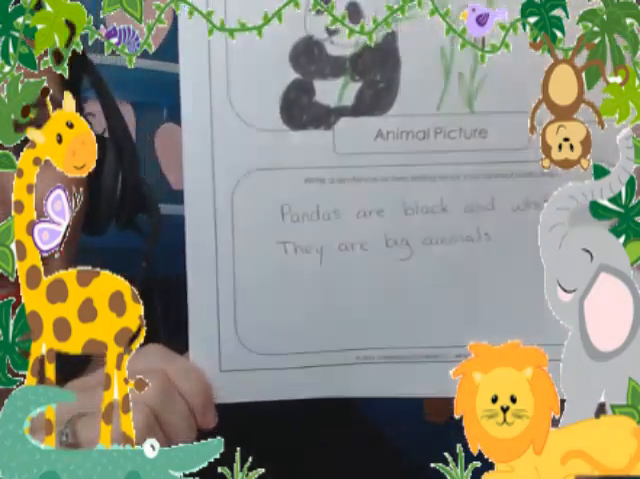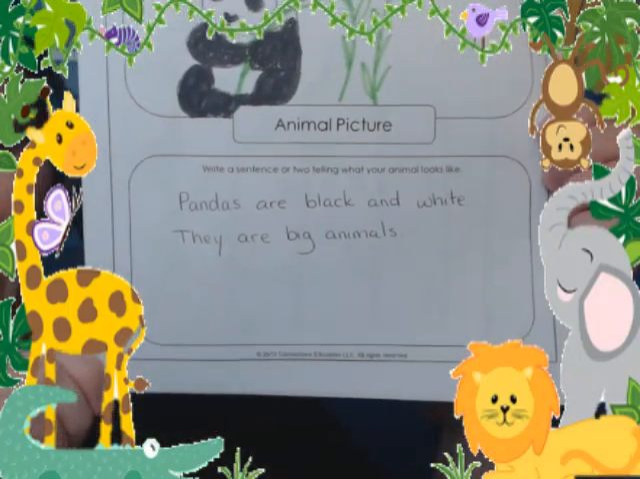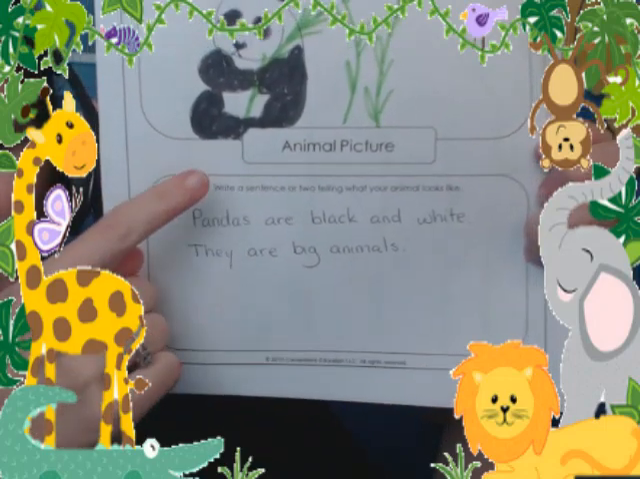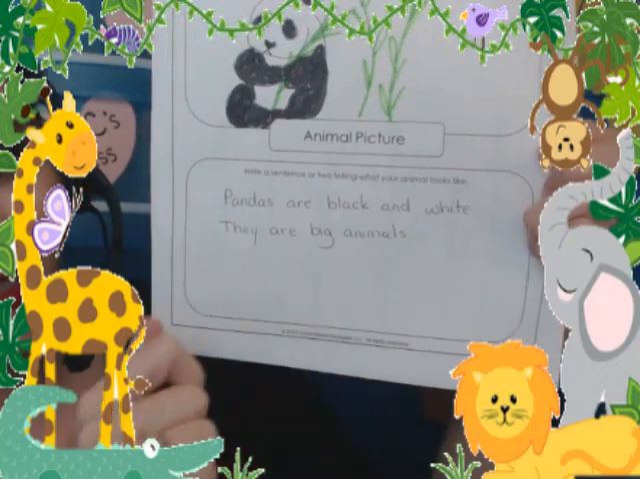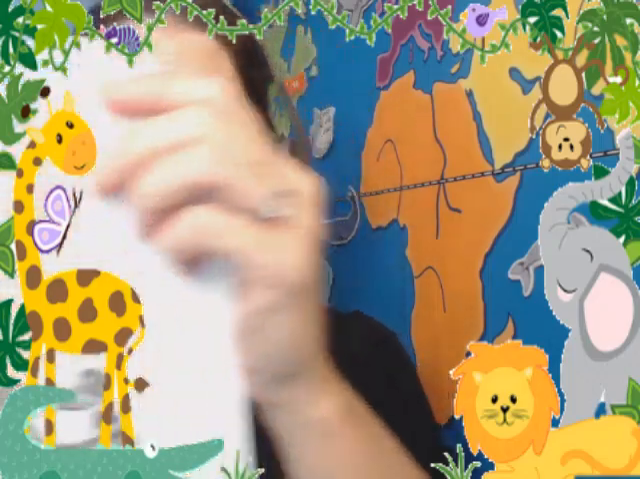Right below that, it says write a sentence or two telling what your animal looks like. So I wrote, pandas are black and white. They are big animals. I have a big letter to start each sentence, and I have a period to end each sentence. So I've got 2 sentences there telling what my animal looks like. Let's go to the next page.